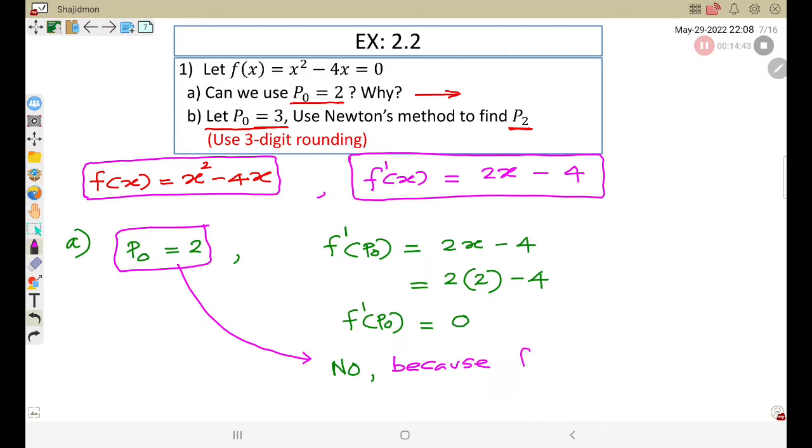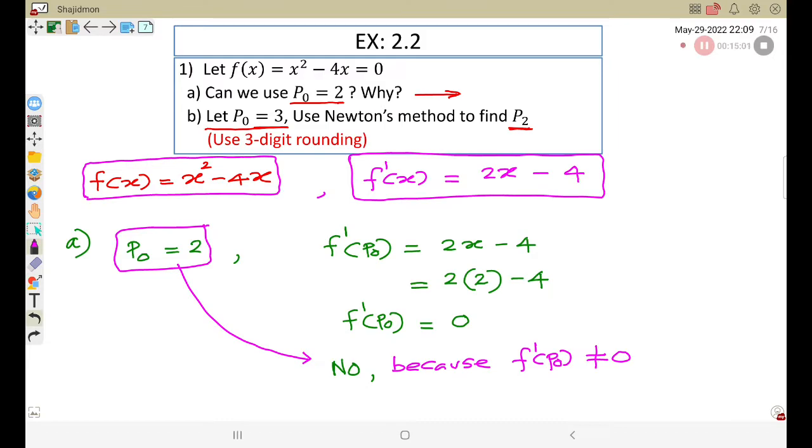Because f dash of P0 should be not equal to 0. Here it is 0. It should not be, it should be not equal to 0. Correct? So the first part, P0 equal to 2, we cannot use. Okay, that is the first part of the question.